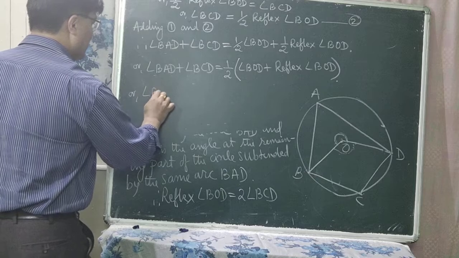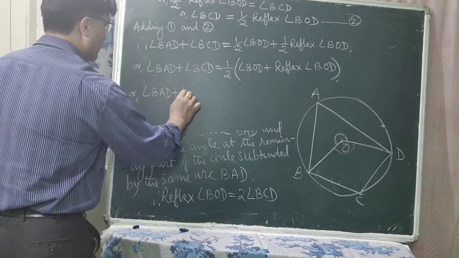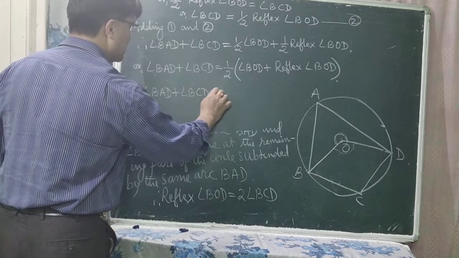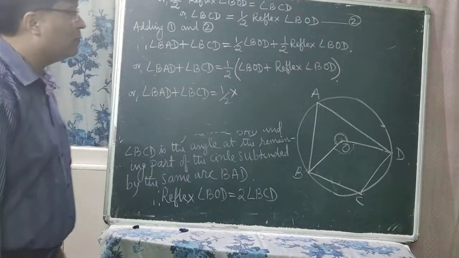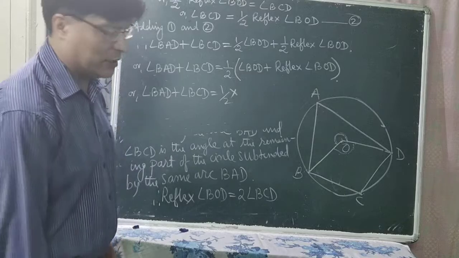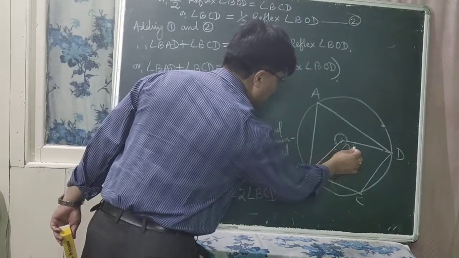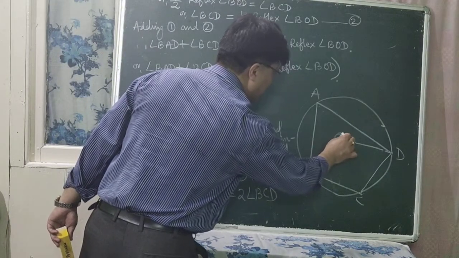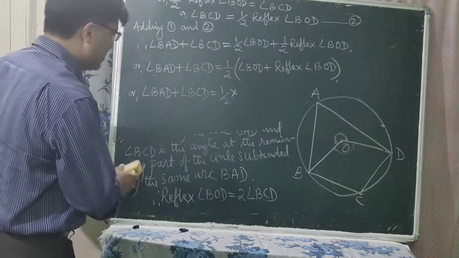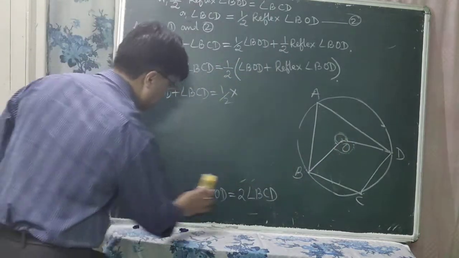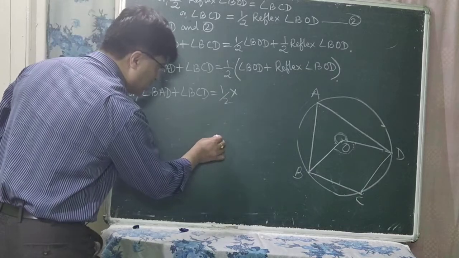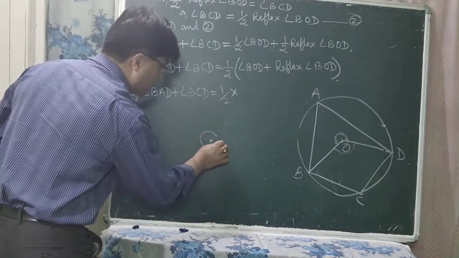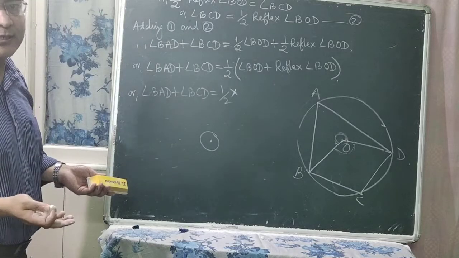Or angle BAD plus angle BCD is equal to half into. So now, what is angle BOD plus reflex angle BOD? That is angle BOD plus reflex angle BOD is equal to 360 degrees, isn't it? Suppose there is a point. So what is the whole angle around this point? This will be 360 degrees.